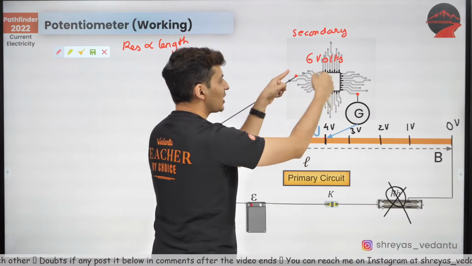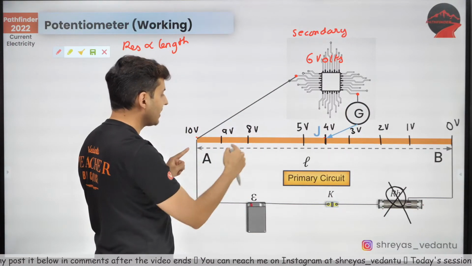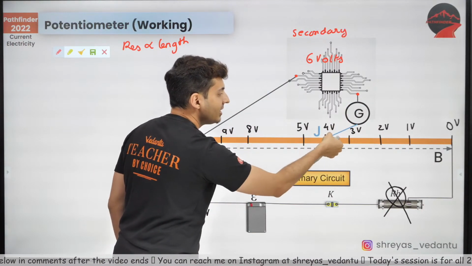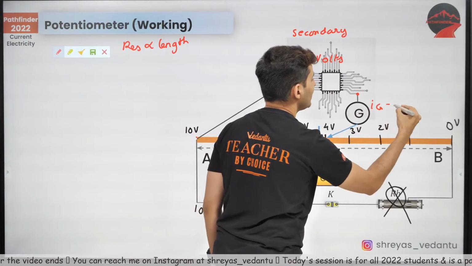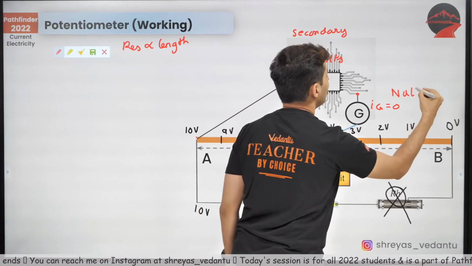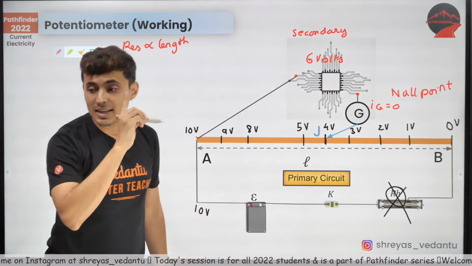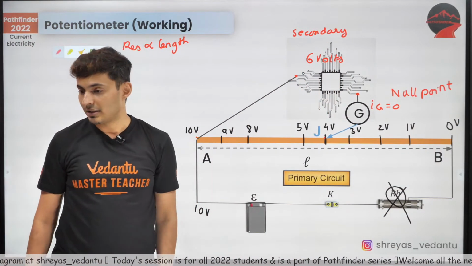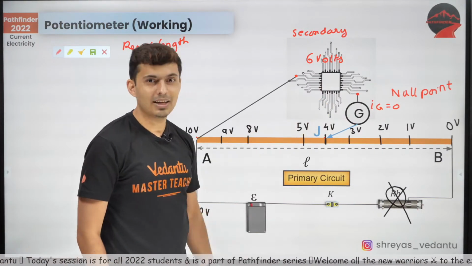So if the actual voltage was 6, then no current will flow through this circuit if you put this point at 4 volts. So the current through the galvanometer will be 0. This is called a null point. What is it called, guys? It is called the null point. Keep this in mind. Why null point? Because there is no deflection.